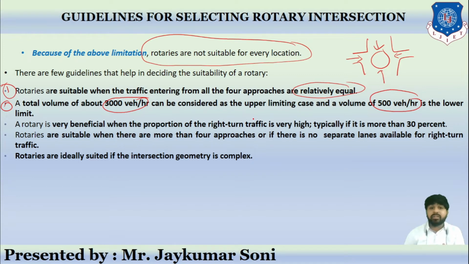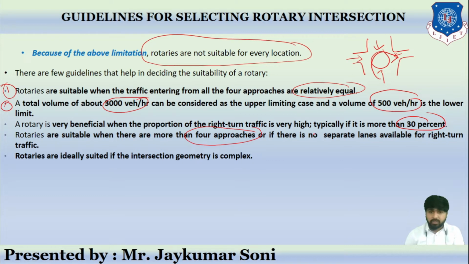It is only beneficial when the proportion of right turn traffic is very high, meaning more than 30%. Then they are suitable only when there are more than four approaches or if there is no separate lane available for the right turn traffic. Then they are suitable if the geometry is complex.